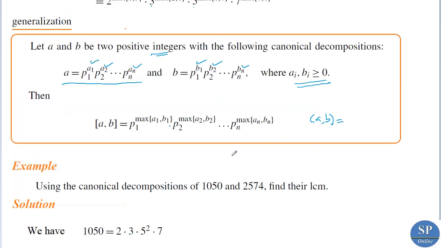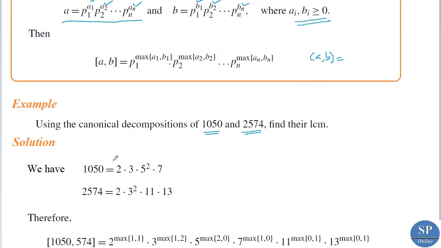For example, using the canonical decomposition of 1050 and 2574, find their LCM. To find the LCM using the canonical decomposition, first we have to find the canonical decomposition of 1050 and 2574. We know the canonical decomposition of 1050 is equal to 2 into 3 into 5 square into 7, and the canonical decomposition of 2574 is equal to 2 into 3 square into 11 into 13. You can verify this. So this is equal to 2 power 1, 3 power 1, 5 square, 7 power 1. Now we have 11 and 13 also.